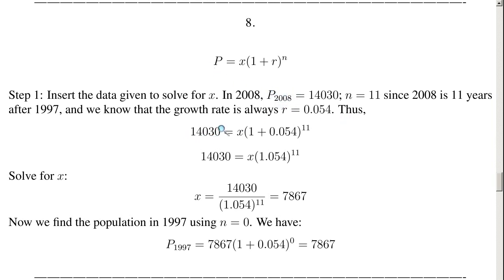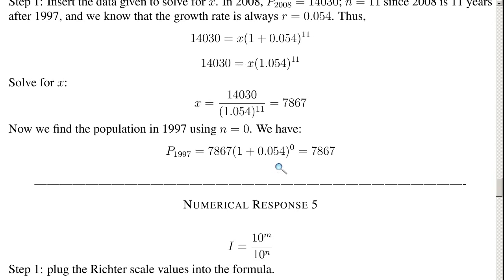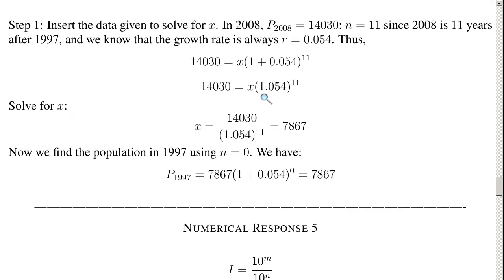Thus, we just plug our data in. The P in 2008 is 14,030. X we don't know yet. 1 plus R to the power of 11 years. N is equal to 11. Okay, let's just add the bracket. 1 plus 0.054 is 1.054. Now, we have to solve for x. In order to do that, we just divide both sides by 1.054 to the 11. X equals 14,030 divided by 1.054 to the 11.